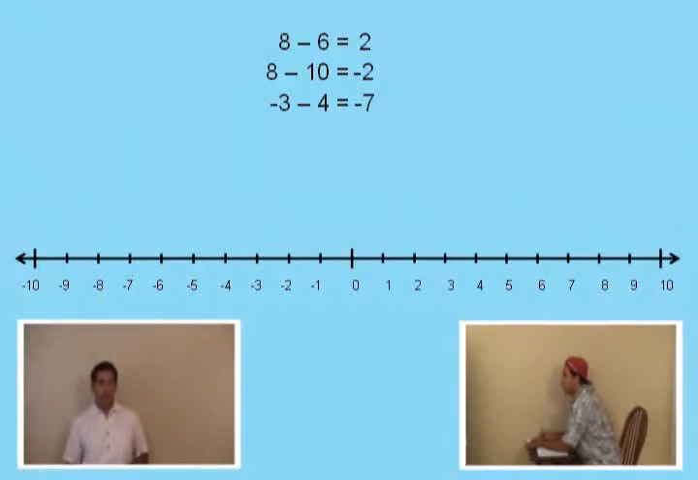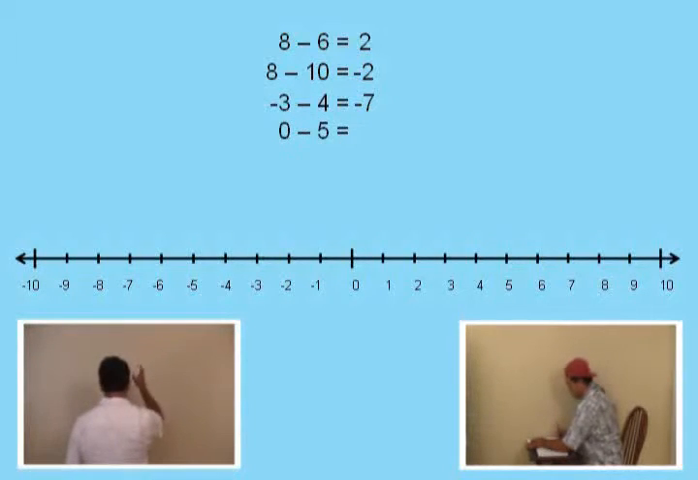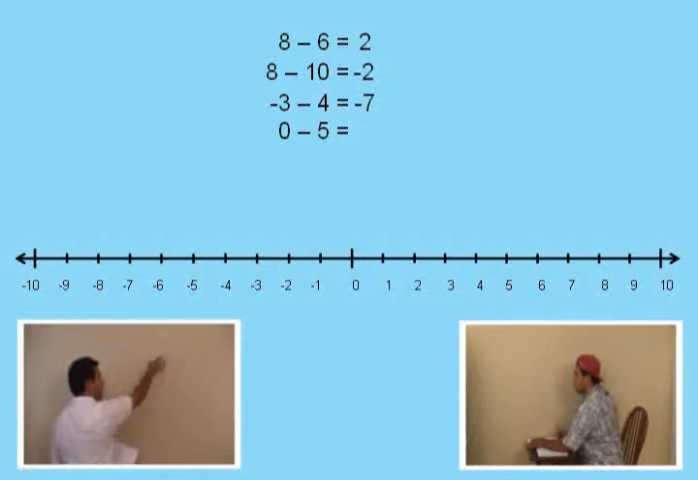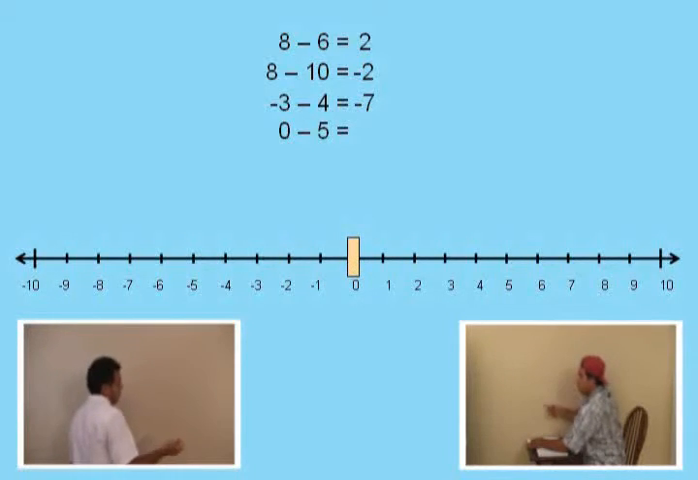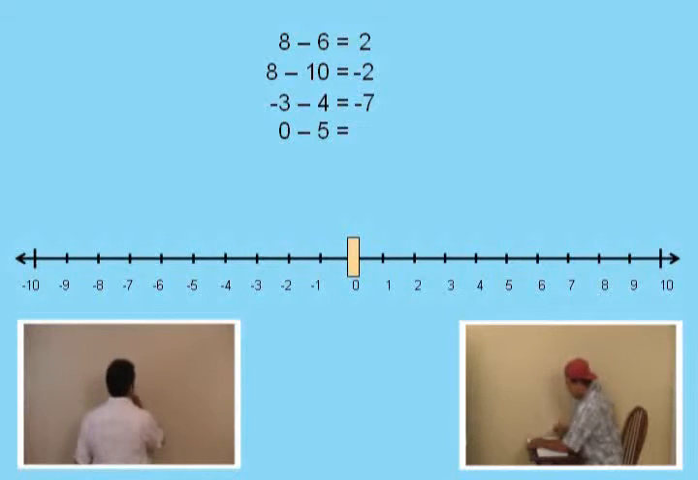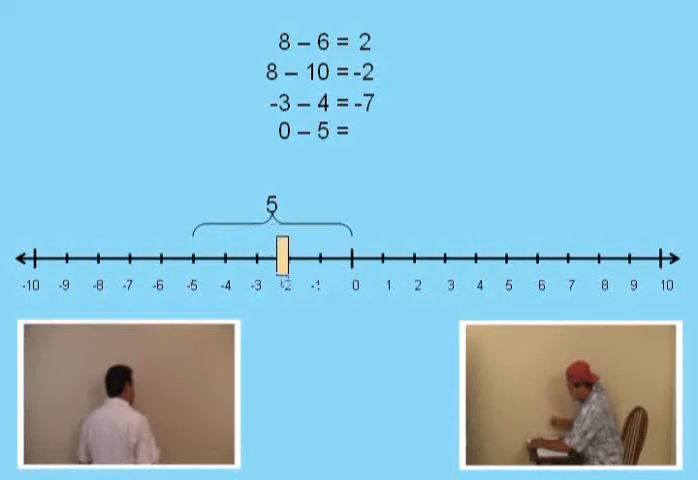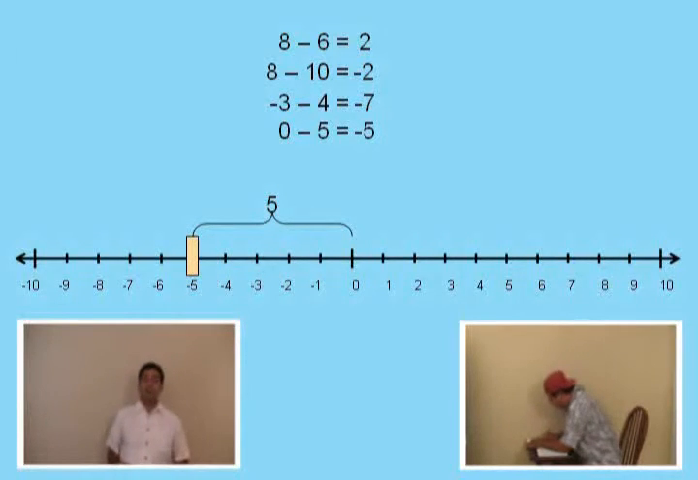Now, another problem here. This time we're doing 0 subtract 5. Okay, Charlie, where is 0 on this number line? Right in the middle. That's obvious. That's right in the middle. Sometimes referred to 0 as being right in the middle of the number line, okay? Now from 0, you're going to move which way? To the left. That's right. And you move 5. And so where do you end up at? Negative 5. That's correct. At negative 5.